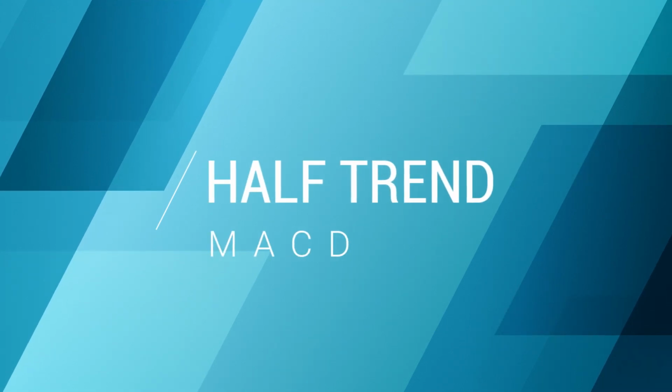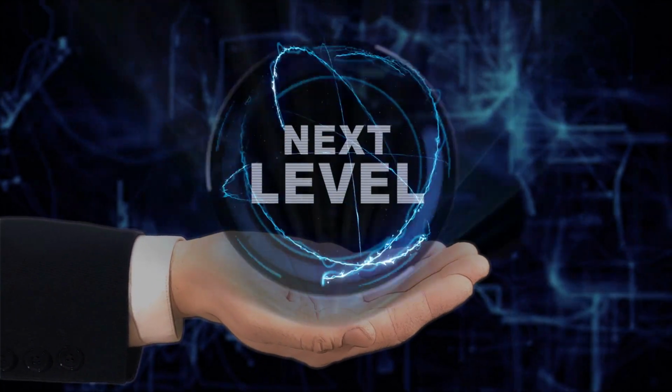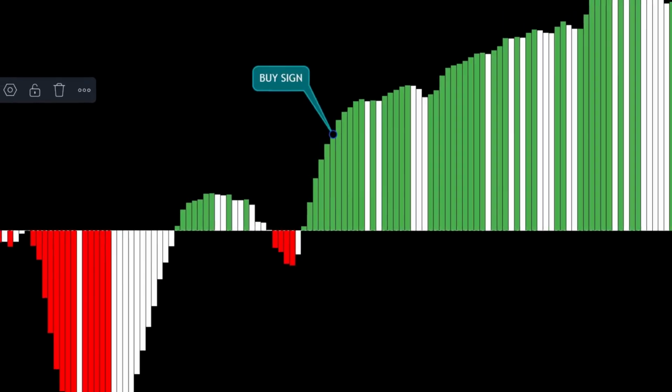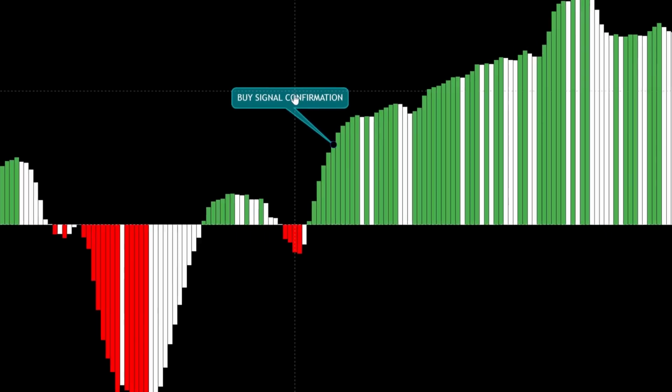The main goal here is to use two powerful indicators, Half-Trend Heikin-Ashi and MACD, to help us make better decisions when it comes to buying and selling in the market. The MACD shows us green, red, and white columns.